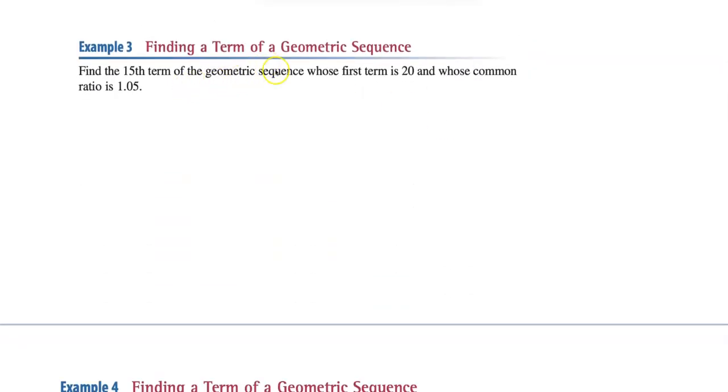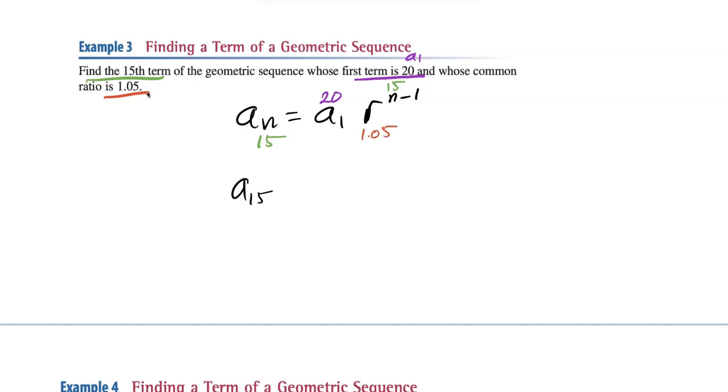Next one, find the 15th term of a geometric sequence whose first term is 20, whose common ratio is 1.05. Okay, so anytime you're missing something, let's go back to the general formula. A_1 times r to the n minus 1. We want the 15th term, so n is 15. First term is 20, so that's A_1. And the common ratio is 1.05. So A_15 is going to be 20 times 1.05 to the 15 minus 1.